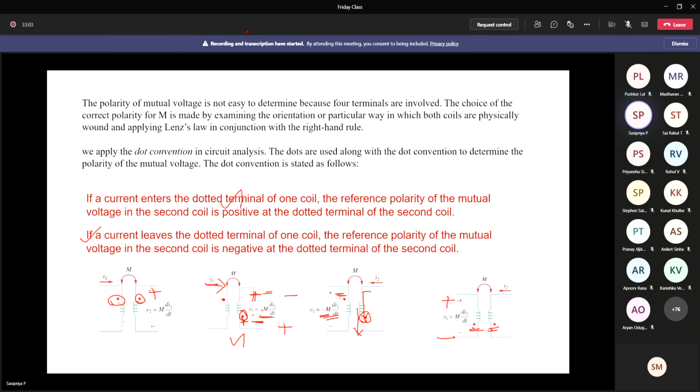So with respect to this dot, the entering current, the voltage is positive, no confusion. Here we have an entering current and this voltage will be positive, since I measure the voltage at this side; it's written as minus M. Here this is a leaving current, so this voltage will be negative. So we have minus M into di1 by dt. Here this is a leaving current, so this voltage will be negative, but since we measure here, it's plus M into di2 by dt. That's all. Very simple.